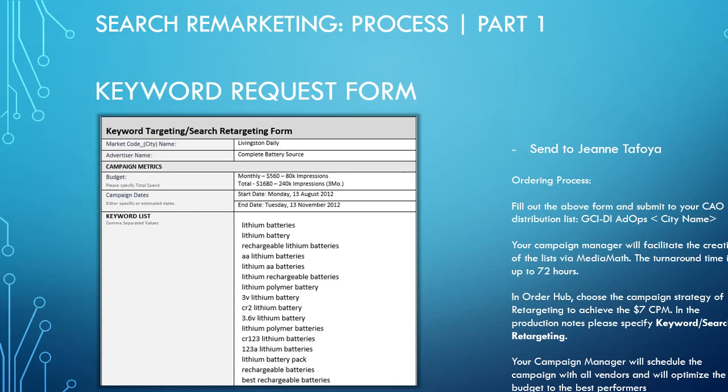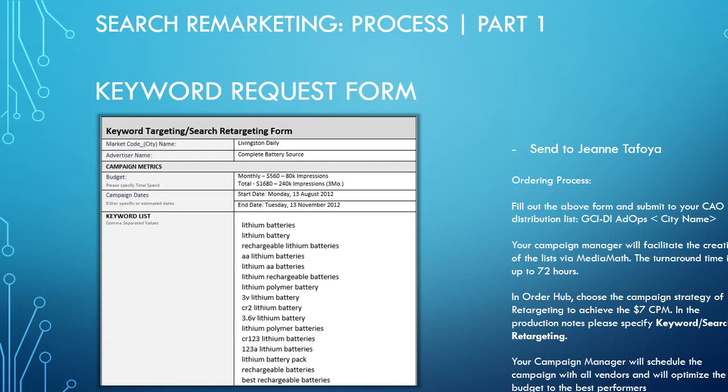But basically, it works like this if you're going to have one creative and one campaign. You just want to have the total budget or the monthly budget, and then the impressions, and then the total. So we're doing this for three months. That'd be the total of the 1680 and the 240 impressions for three months, and the start date and end date. Then you just copy and paste the keyword list from Excel into this form, and then you send it out to Jeannie Tafoya.